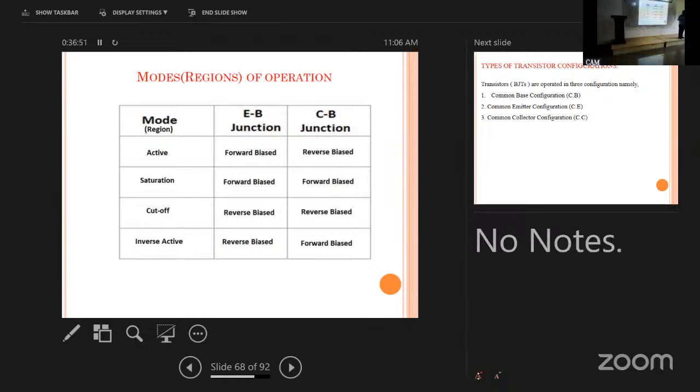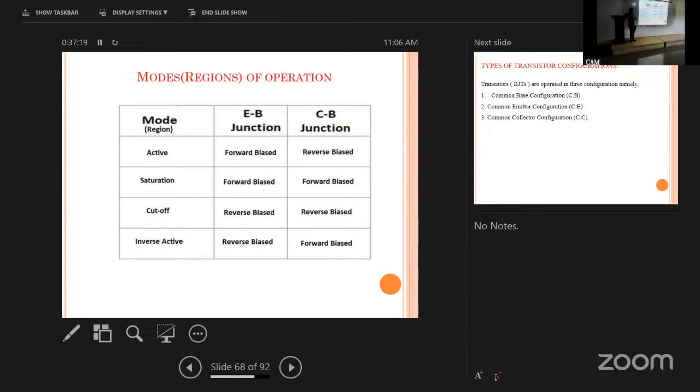For example, if connected in reverse, that means the emitter-base junction is reverse biased and the collector-base junction is forward biased, then it is the inverse active region, exactly the opposite. Now the cutoff region and the saturation region.